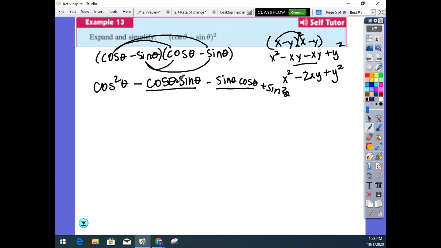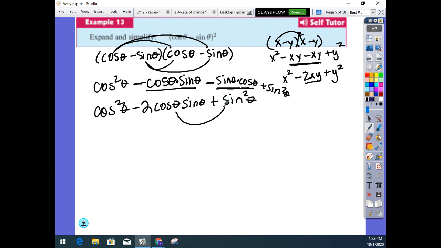Now look at this right here. Is cosine times sine any different than sine times cosine? If you're multiplying, it doesn't matter. Like over here, when we were multiplying, I just put the x first both times, and then I had 2 of them. It doesn't matter which one you put first, but they're both negative, so I have 2. If you want to do cosine sine, it's fine. If you want to do sine cosine, it's fine. But these two are like terms, so you can put them together.